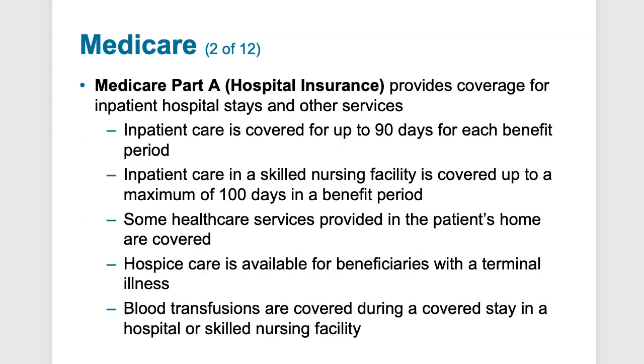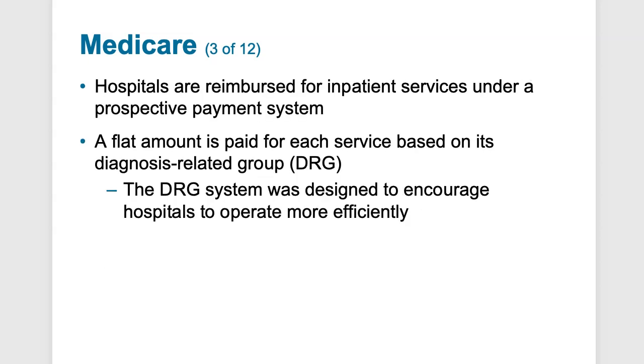Okay. So let's talk Medicare Part A. Part A is going to be the hospital insurance. So this is going to provide coverage for inpatient hospital stays and other services. And it covers up to 90 days for each benefit period. Inpatient care to a skilled nursing facility up to 100 days. Some healthcare services in the patient's home can be covered. Hospice care could be covered. That's for people who have less than 6 months to live. Blood transfusions will be covered. So there's a number of things covered under Part A.